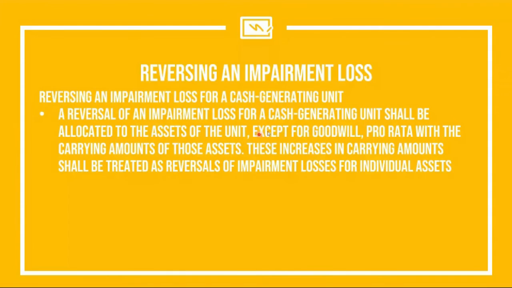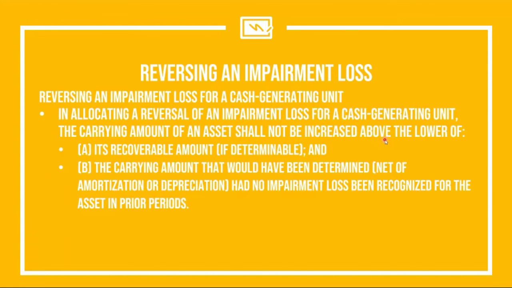Okay? A reversal of an impairment loss for a cash generating unit shall be allocated to the assets of the unit, except for goodwill, pro rata with the carrying amounts of those assets. Okay? And these increases in carrying amount shall be treated as reversals of impairment loss for individual assets. So similar to how we do it for individual assets. The thing here is we simply prorate it. Okay, similar to how we prorate the impairment loss, the reversal shall be allocated also based on the same ratio, or on the same computation as when we computed the impairment loss.